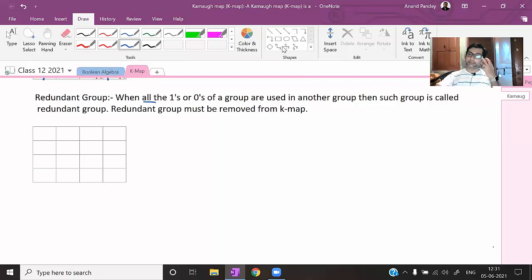In the same manner, in case of pairs, if both ones, you know a pair has 2 ones, so if both ones have been used by another group, then that pair will be called redundant, and that must be removed. Okay, means in case of octet, if all 8 ones, in case of quad, if all 4 ones, in case of pairs, if both ones have been used by another group, then those groups are called redundant groups, and they must be removed from the K-map.